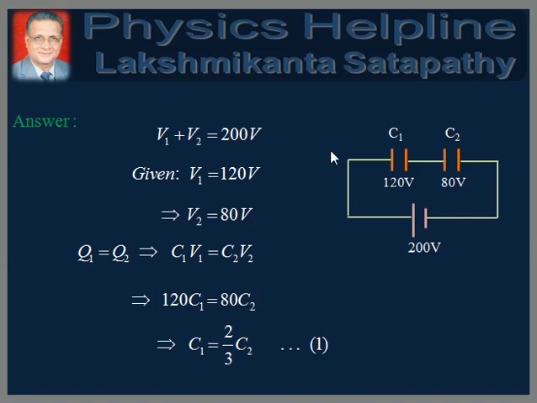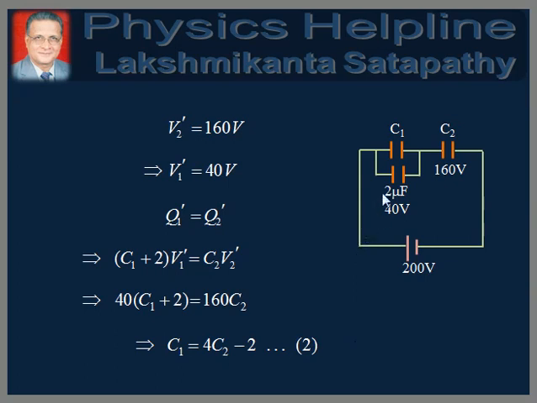Now, let the charge on capacitor C1 be Q1 and that on C2 be Q2. Since they are in series, they must be equal. Therefore, we write Q1 is equal to Q2. But Q1 is equal to C1 into V1 and Q2 is equal to C2 into V2. Therefore, we have C1 V1 is equal to C2 V2. Putting the values of V1 and V2, we get 120 into C1 is equal to 80 into C2, which gives C1 is equal to 2 by 3 into C2.